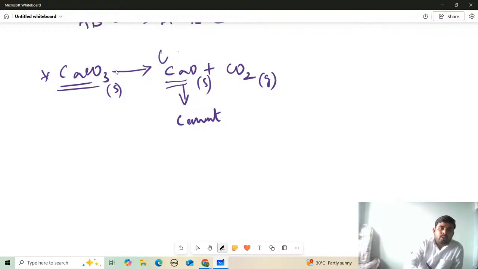This is also called quicklime. So they will call it quicklime, while the calcium carbonate is called limestone. Remember. Anyway, this kind of reaction is a decomposition reaction.